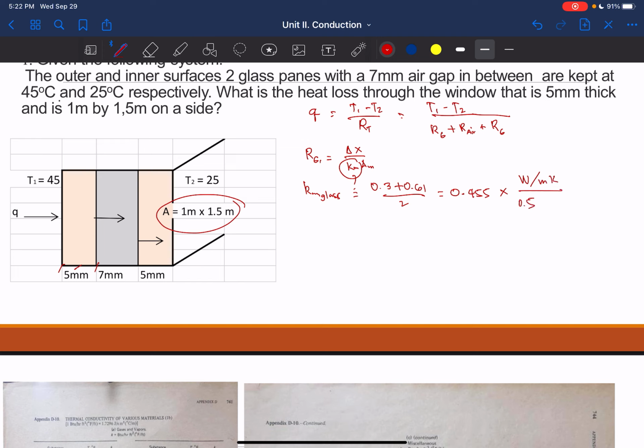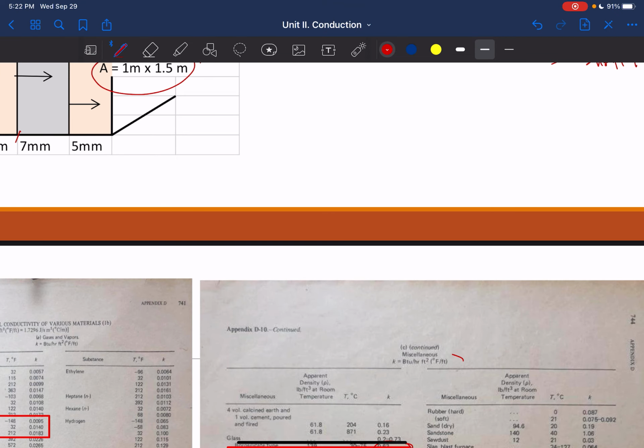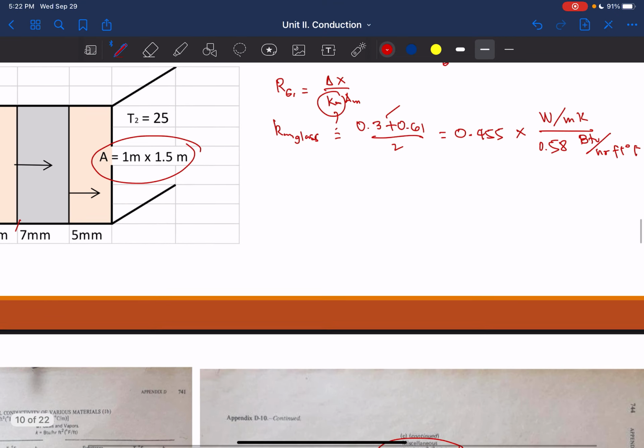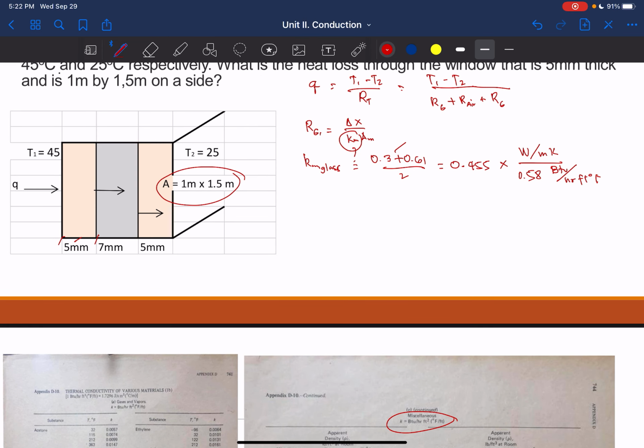So let's just adapt 0.58. So that's BTU per hour feet degrees F because that's the unit of the K given in this one given in the table. Okay, so you get that to be around 0.7845 watt per meter Kelvin.